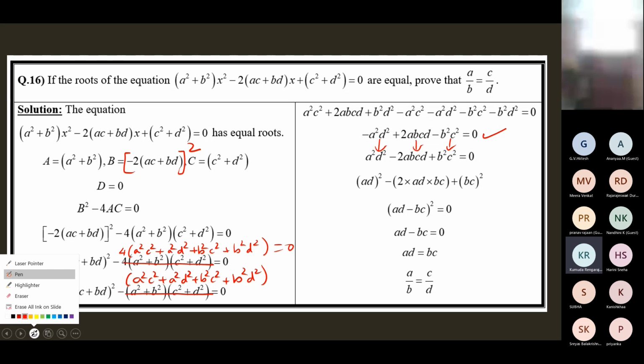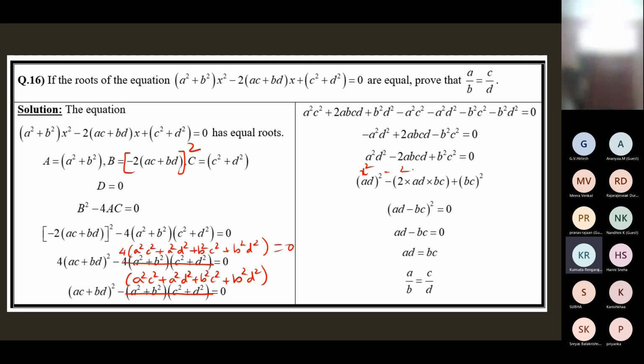Now these three terms are of the form a square minus 2ab plus b square, or x square minus 2xy plus y square. You must show that it's in that form. See here, you can write a square d square as ad the whole square, b square c square as bc the whole square. And see the middle term, 2 into ad into bc, which is 2abcd. So clearly, this equation is a perfect square.